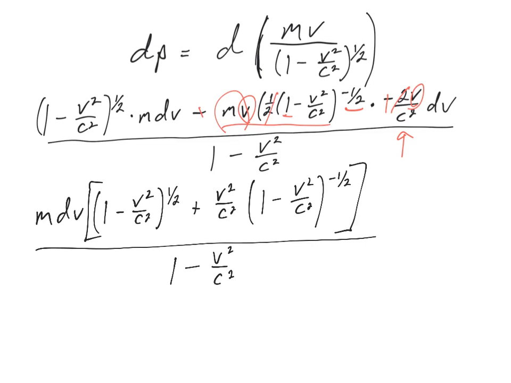Okay, so here's my simplified version, even though it doesn't look very simple. I factored the m dv out, and on the top we have 1 minus v squared over c squared to the 1/2 power, plus v squared over c squared out front times 1 minus v squared over c squared to the negative 1/2, and on the bottom we still have our 1 minus v squared over c squared. Now I'm going to do something that at the outset doesn't look like it's going to simplify this, but it actually does. I'm going to multiply the top and the bottom by 1 minus v squared over c squared to the 1/2 power. So top and bottom.